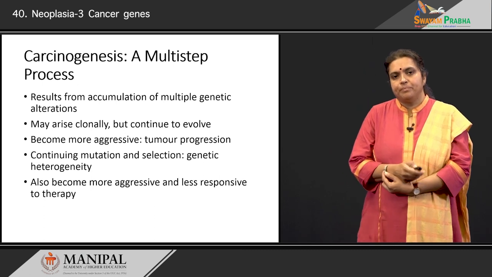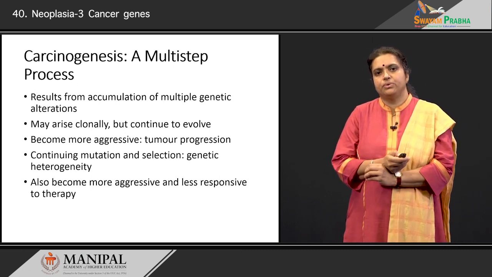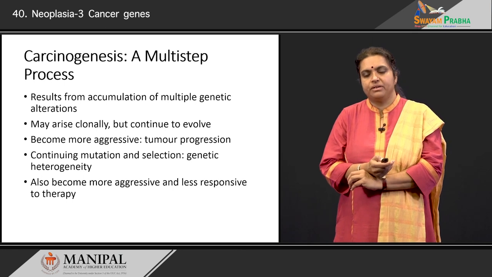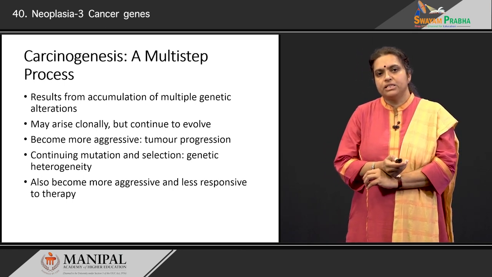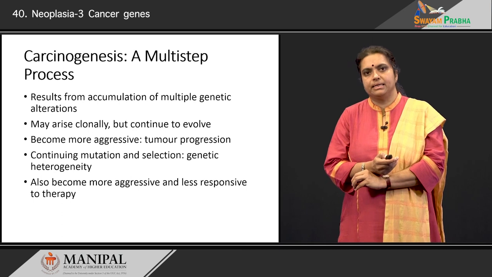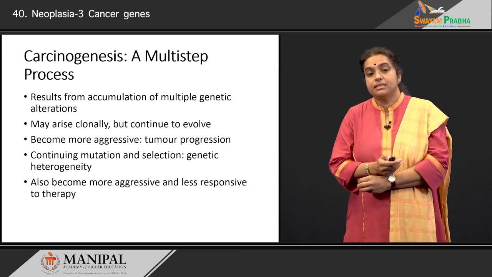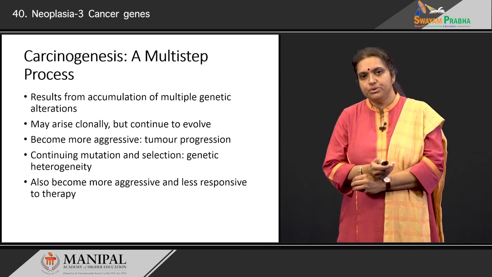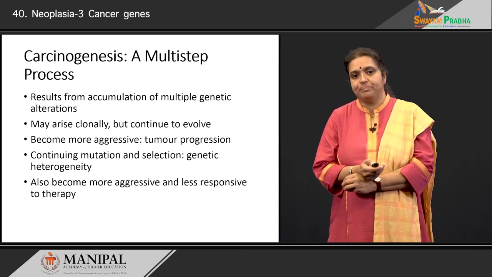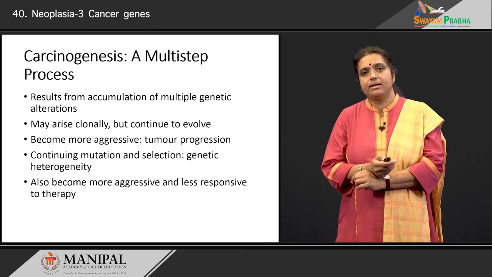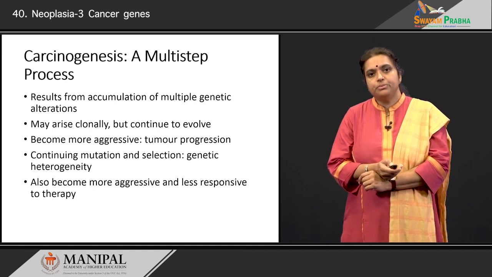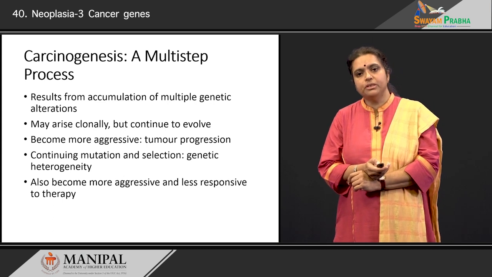Well, we discussed certain changes in cancers as though one change occurs in a certain cancer and that leads to malignant transformation. But we must bear in mind that it is not just a one hit and that changes the cell into a cancer cell and it just grows from there. We must understand that it is a multi-step process and it is usually due to accumulation of multiple genetic alterations that occur over a period of time. So, a cancer cell may arise from a single cell, but as cancers grow, they continue to evolve. They continue to become more aggressive, and this is what is known as tumor progression.